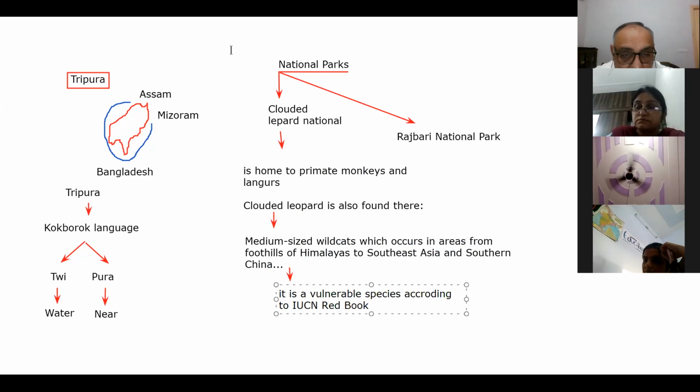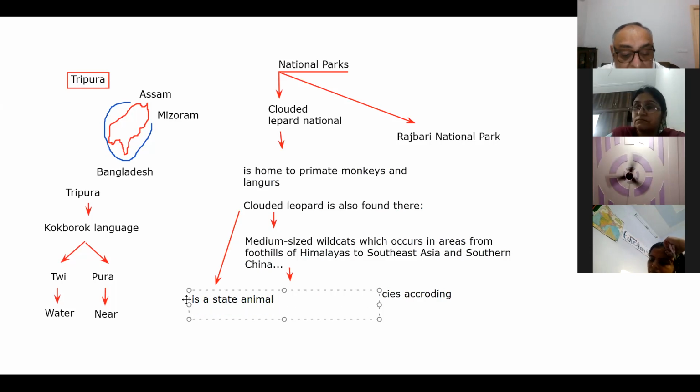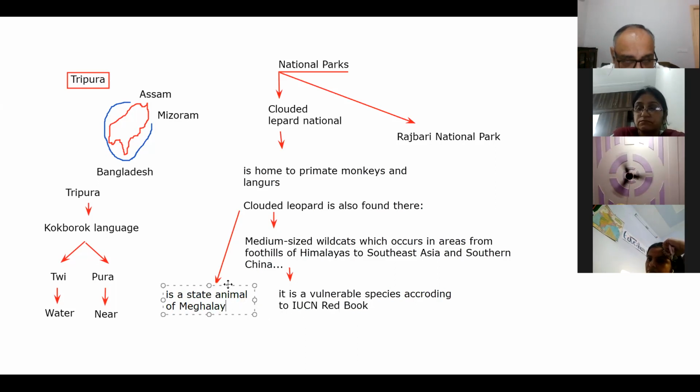So this clouded leopard is the state animal of Meghalaya, right? It is the state animal of Meghalaya. ये मेघालय का state animal है, right? State animal of Meghalaya. So ये एक state animal है, of Meghalaya.